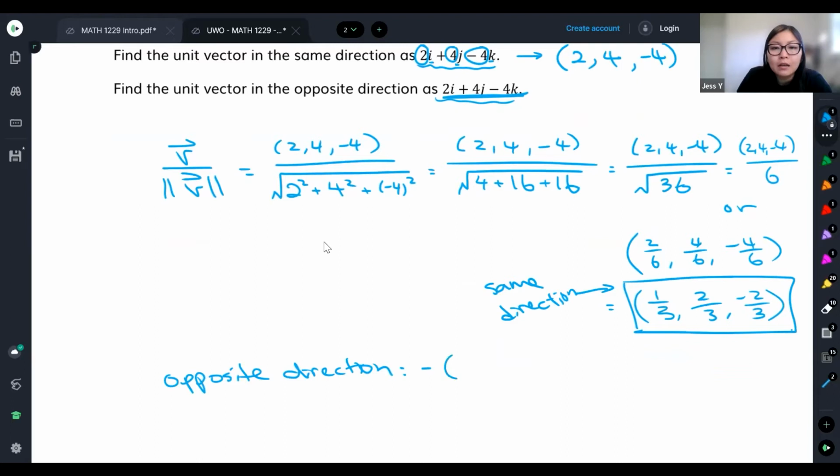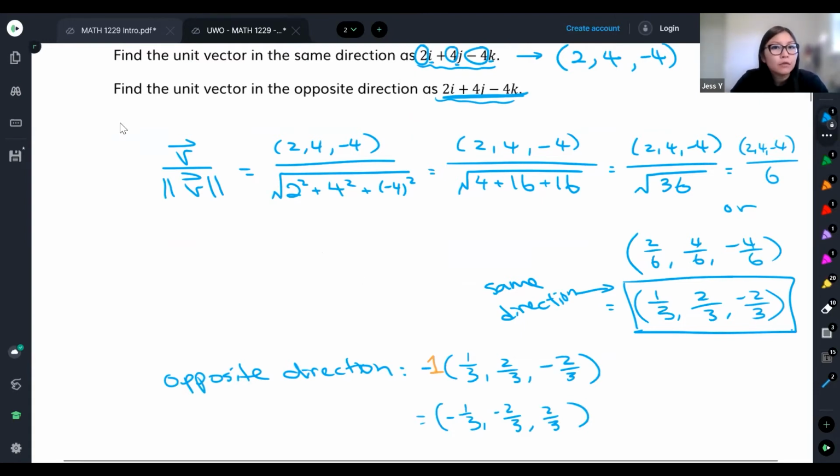So it's going to be negative of 1/3, 2/3, -2/3, which again, they'll simplify. They'll bring the negative into the bracket because technically you're just multiplying everything by -1. So they'll make this -1/3, -2/3, and +2/3. Okay? That will be the unit vector in the opposite direction as your vector. Any questions?